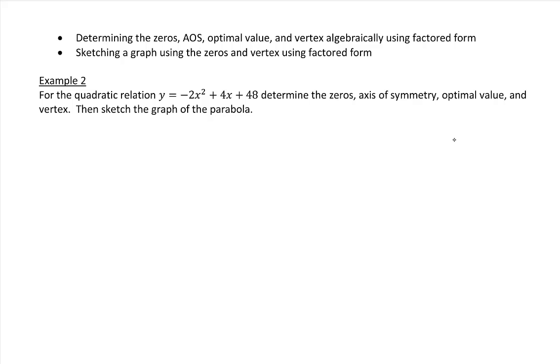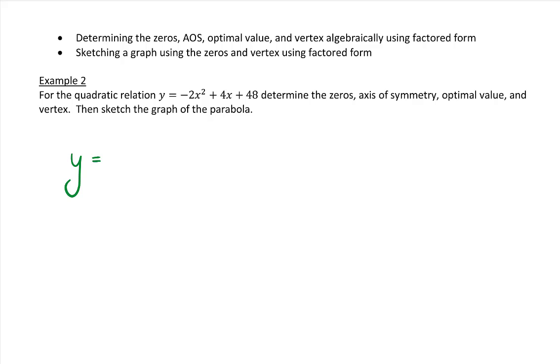Finally, can you determine the zeros, the axis of symmetry, optimal value, and vertex for a quadratic algebraically using factored form? And then, can you sketch the graph using the zeros and the vertex? So let's quickly go through that. In order to get the zeros, axis of symmetry, optimal value, and vertex, we need to get our equation in factored form. So let's start by factoring the expression above.